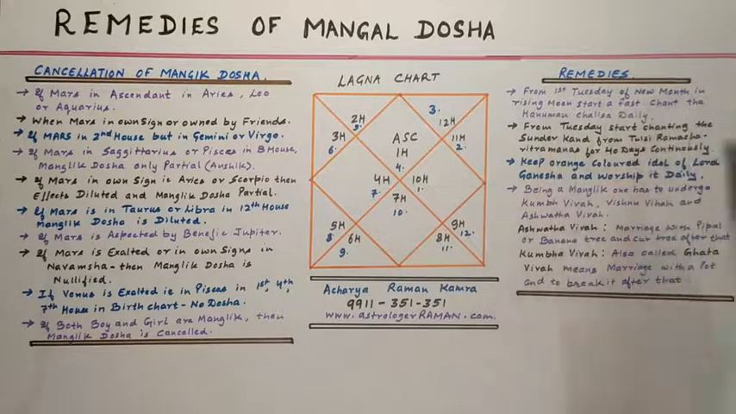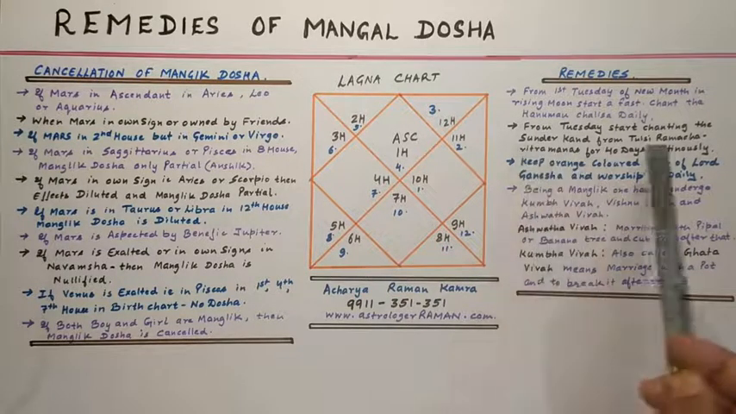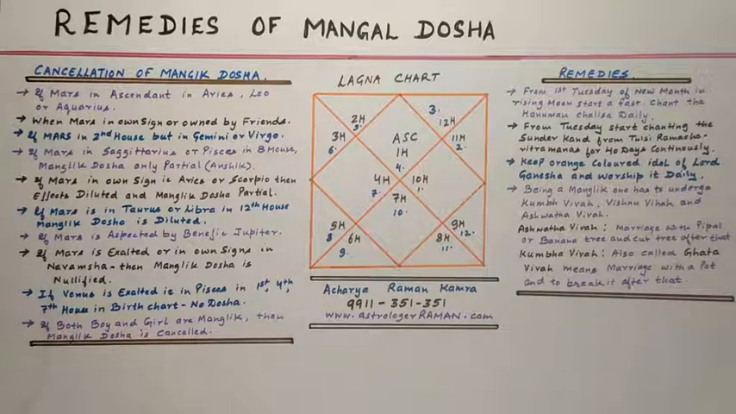From the first Tuesday of the new moon in a rising moon period, start a fast. Chant the Hanuman Chalisa daily. From the Tuesday, start chanting the Sundarkand from the Tulsi Ramcharitmanas for 40 days continuously.